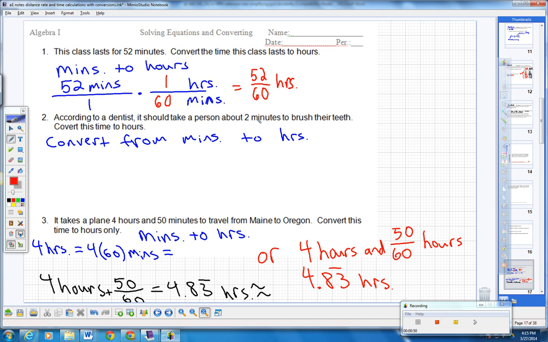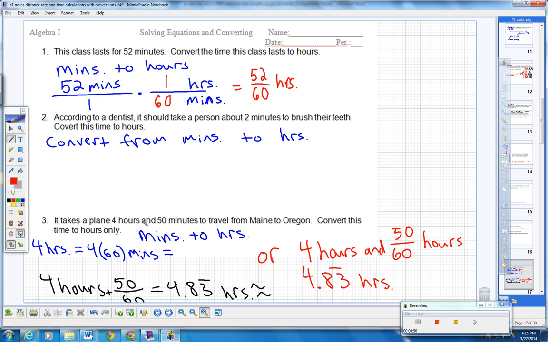Once again, we have converting 2 minutes to hours. Converting 2 minutes to hours, you just divide 2 minutes by 60 minutes. That's the short way. This is the long way up here. This one, number 3, is a little bit different. It takes a plane 4 hours and 50 minutes to travel from Maine to Oregon.